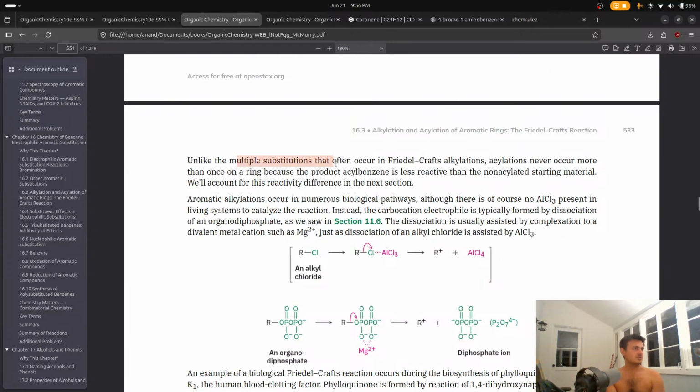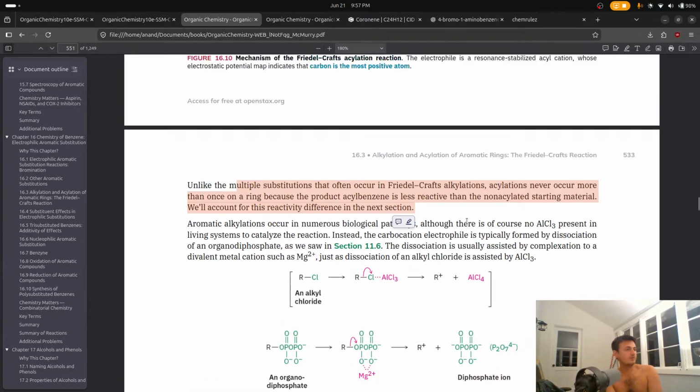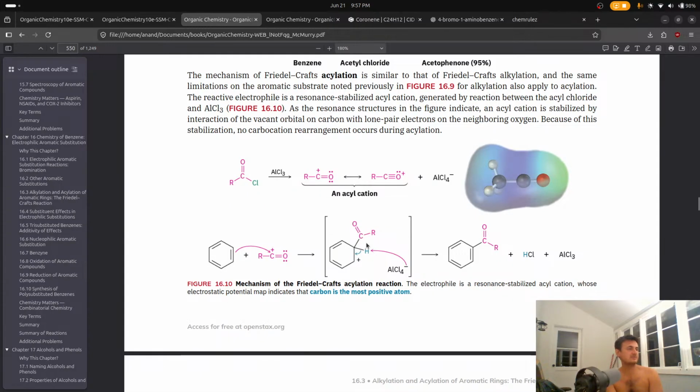Unlike the multiple substitutions that often occur in Friedel-Crafts alkylations, acylations never occur more than once on a ring because the product is less reactive. The product acyl benzene is less reactive than the non-acylated starting material. Okay, so this acylation only happens once on the ring. Which makes sense because it should be somewhat electron withdrawing with the carbonyl. I would expect this to be slightly electron withdrawing.